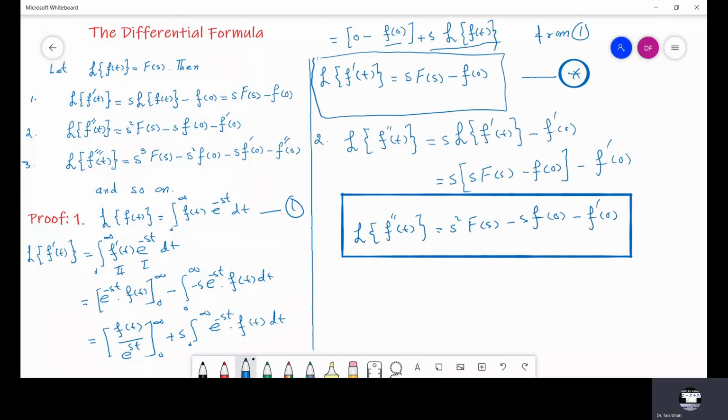In a similar fashion, we can obtain formula number 3 and so on. That's all.